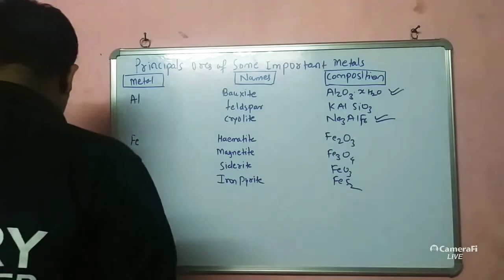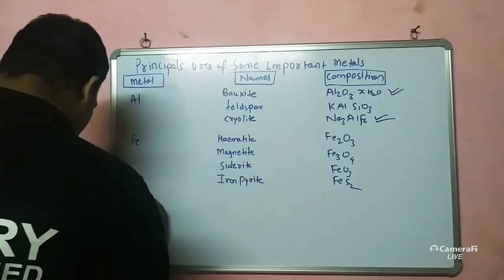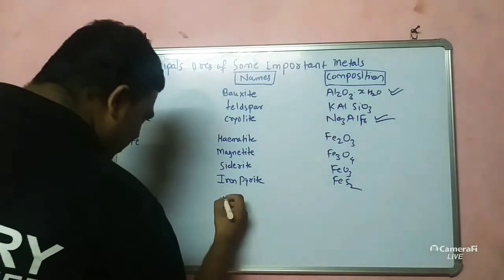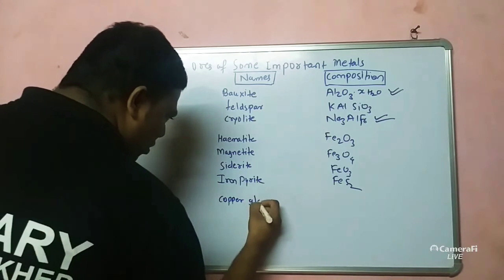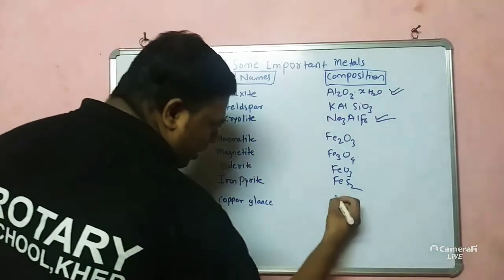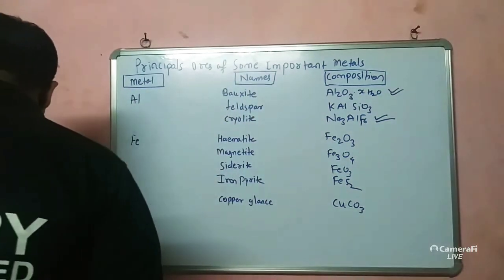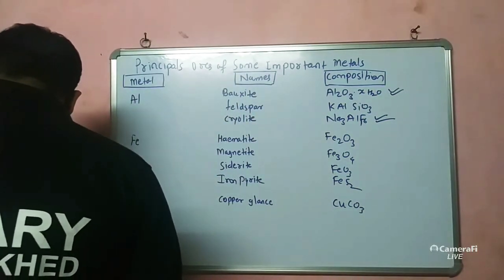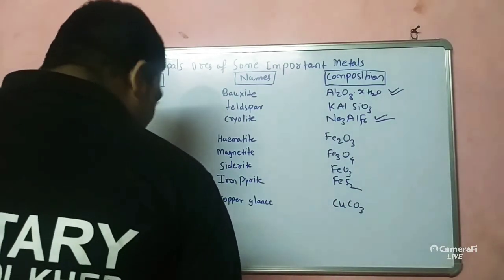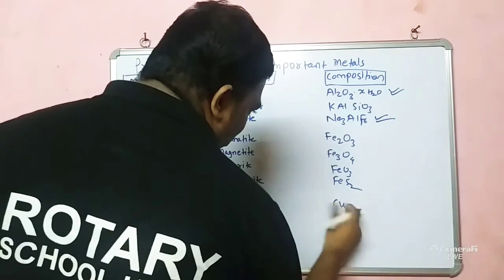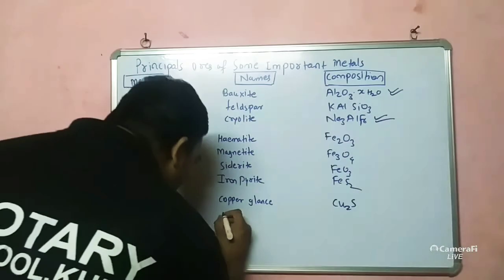Okay. Here we will discuss copper. See copper, copper glance. Copper glance has the chemical formula Cu2S. Okay.